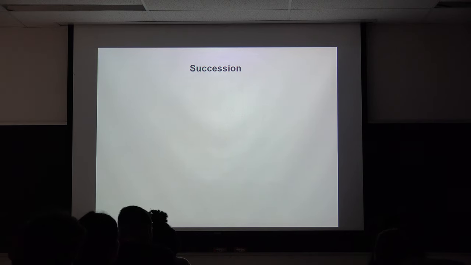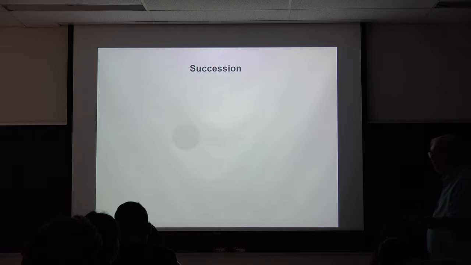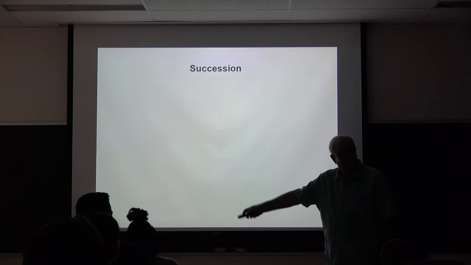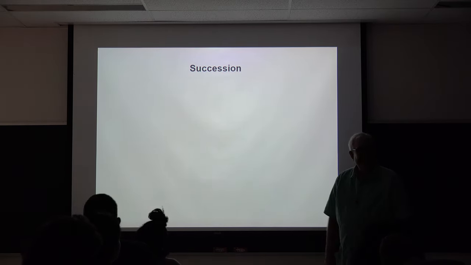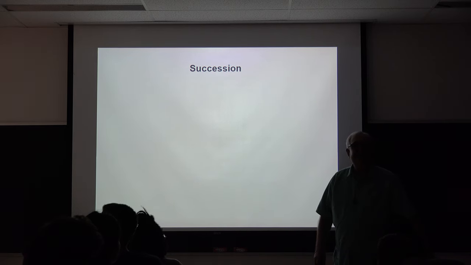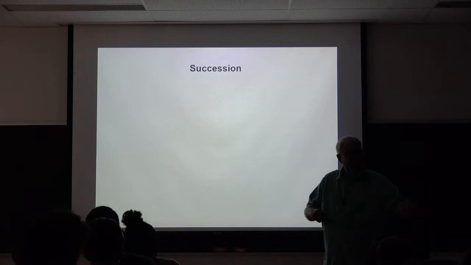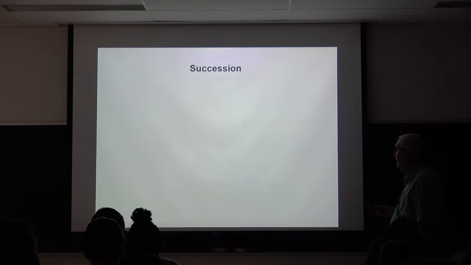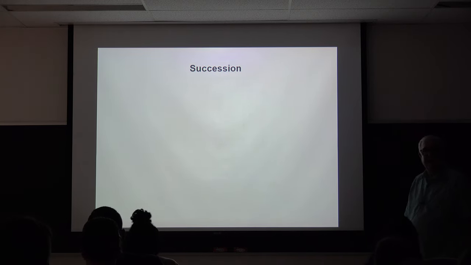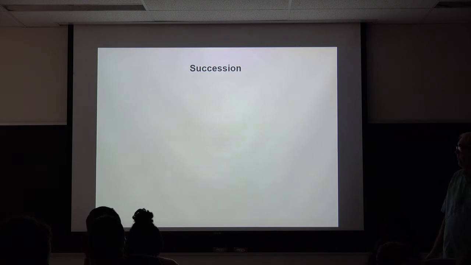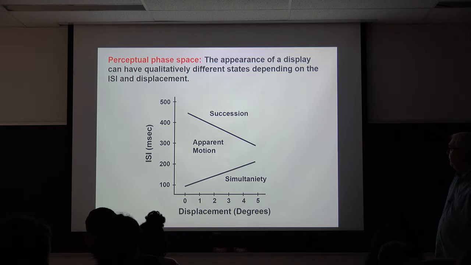If I made it really long, right, I had one dot up for 5 minutes and then it was replaced by another one for 5 minutes, you would no longer see motion. You'd see what's called succession. All right? So these are the different phases of apparent motion. And just like the phase diagrams that you saw when you took chemistry, you can get similar things when you look at apparent motion.